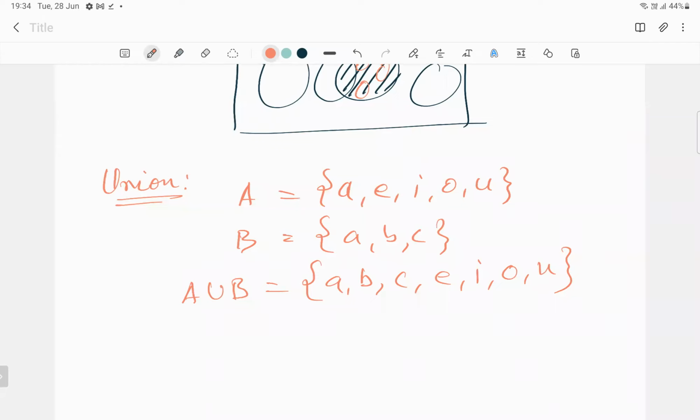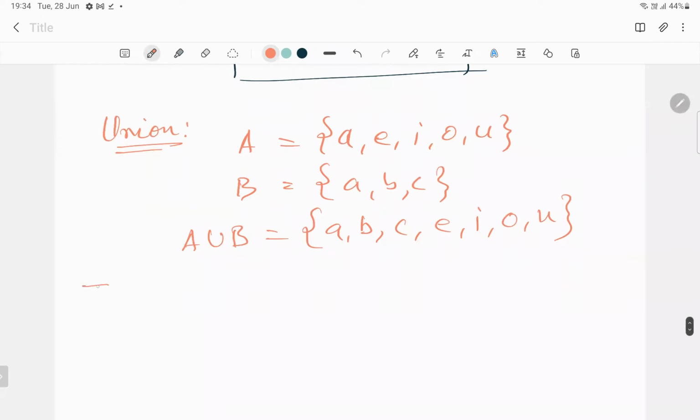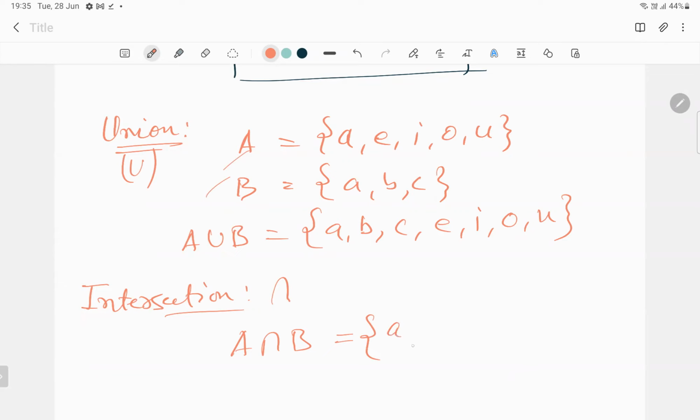I hope not. Now there is one more term, that is intersection. What is intersection? We write only the common terms. It is represented by the downward union symbol, A intersection B, and union is the upward union symbol. You will say the universal set is also represented that way, but it doesn't matter, you can write it like that. So A intersection B, can anyone say what is A intersection B? A is given, B is given.